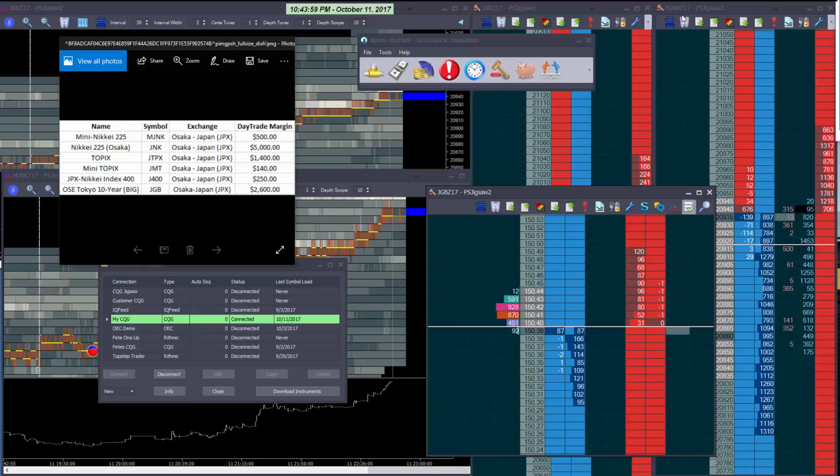Tick size on the Mini Nikkei is 500 yen. Which at the current exchange rates is just under $4.50 a tick. So you can actually start trading these markets with reasonably low risk, which is always a good thing.